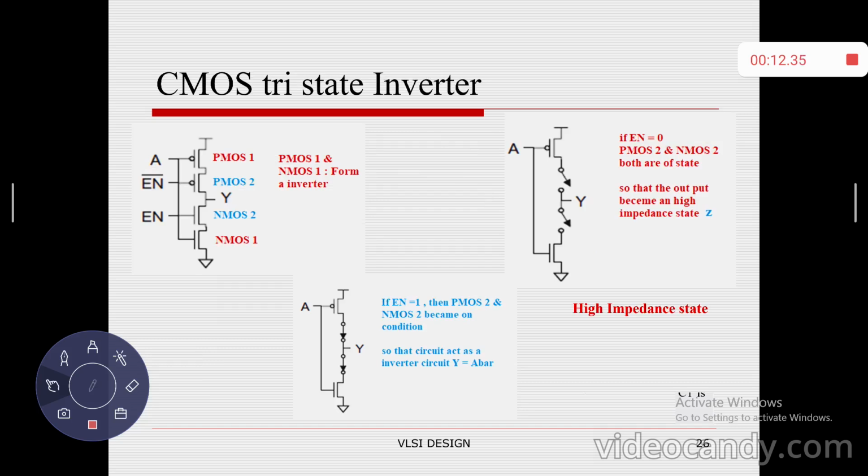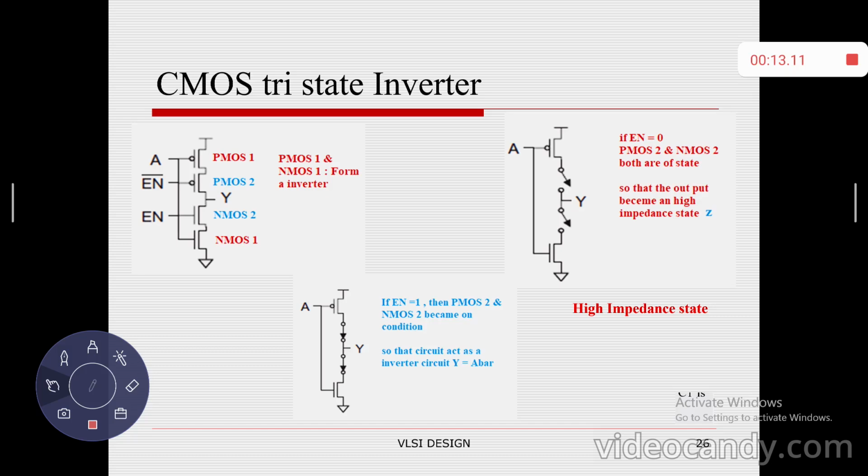So for example, let me take an inverter circuit: PMOS 1 and NMOS 1, the combination of PMOS 1 and NMOS 1 under the control signal of input A. This combination acts as an inverter circuit. Then PMOS 2 and NMOS 2 are under the control of the enable bar and enable control signals. So with respect to the enable control signal only, the circuit will be producing either a 0 output, a 1 output, or a high impedance state.